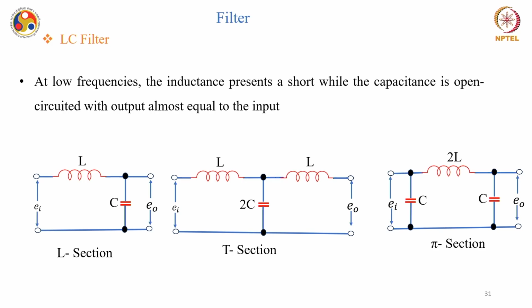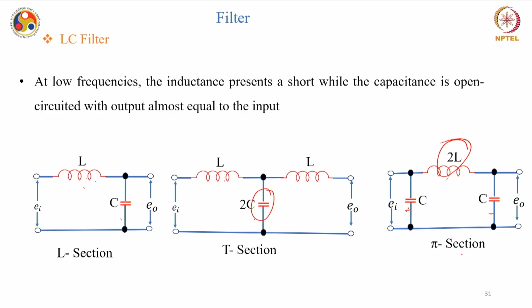At low frequencies in particular, you can see there are 3 different configurations. I am calling this the L section, with an inductor and capacitor. This I am calling the T section. This is very similar to what you have seen for attenuators. We have already seen the L configuration, T configuration and pi configuration, and this is very similar. In the L section, the inductor and capacitor are connected like this. In the T section you have 2 inductors and a capacitor placed over here, and in the pi section there are 2 capacitors and this is the inductor.